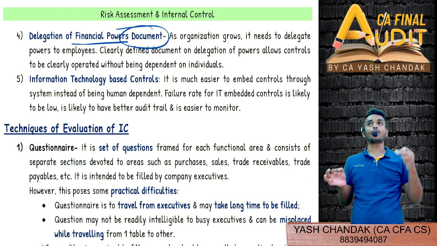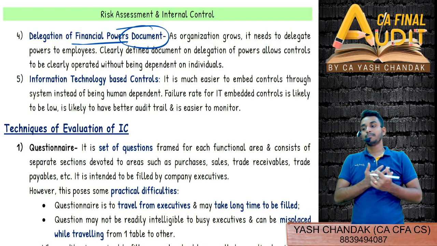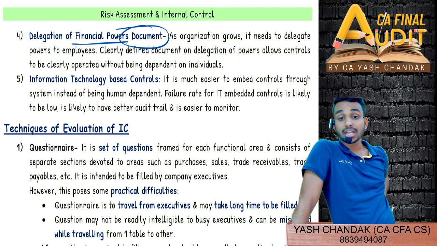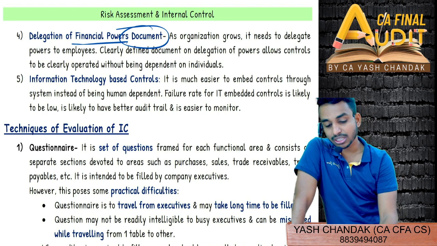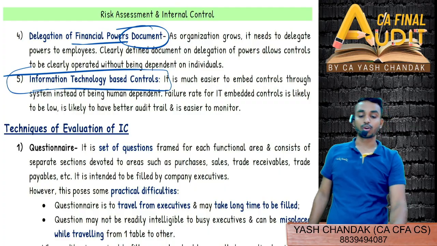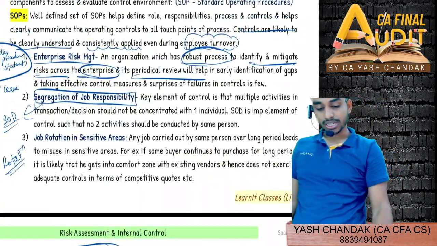That means suppose you have to obtain your manager's approval, but if your manager wants, he can delegate that approval level to some other person within your team, and he can grant you the approval, right? So delegation of financial powers, documentation, and information technology based controls are all important to form part of your SOPs. That is what they are saying.